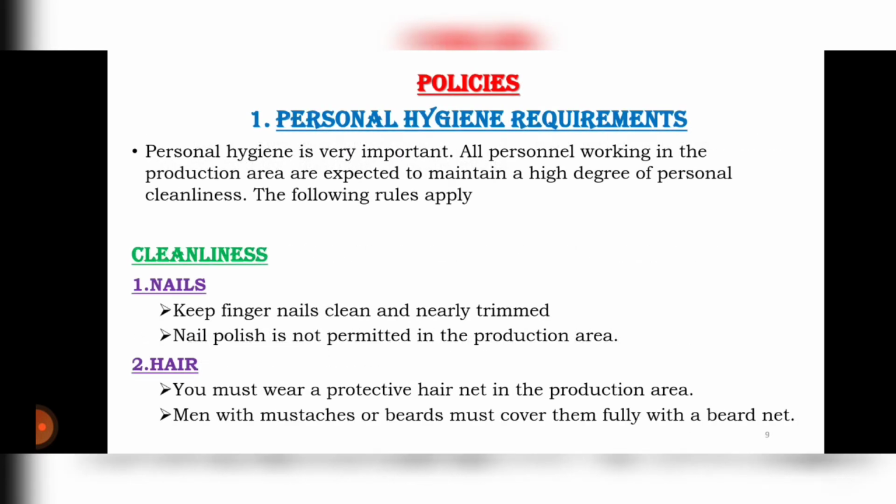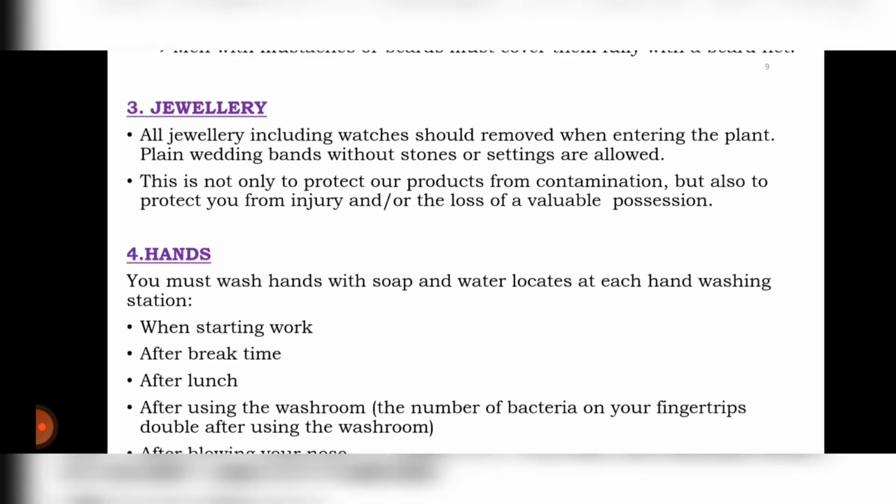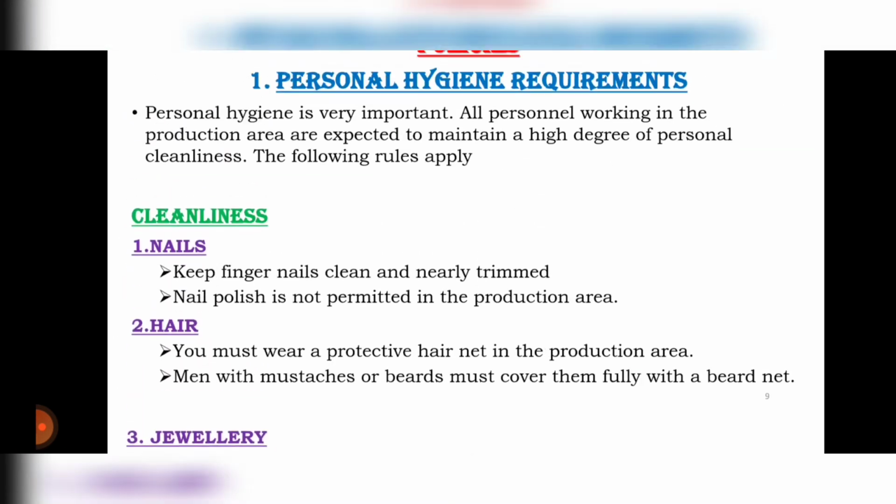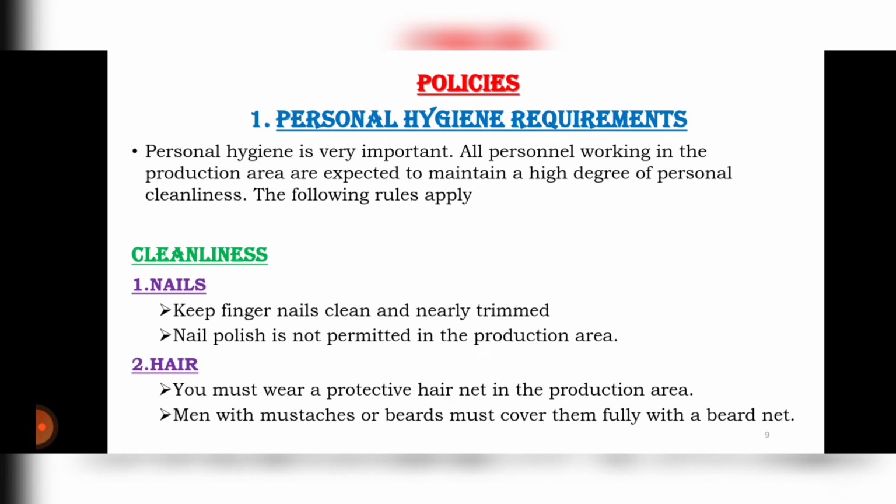And what are the policies, this is very important, what is the policy of this GMP. Personal hygiene requirement, okay. Personal hygiene is very important. All personnel working in the production area are expected to maintain a high degree of personal cleanliness, and the following rules will be applied to them, okay. They should be neat and clean. If they are dirty, if they are wearing torn clothes, if their hair is not cut, their beard is not cut, and they simply come into the industry like that, contamination will happen because of them only, okay.